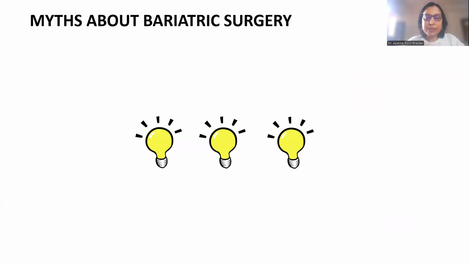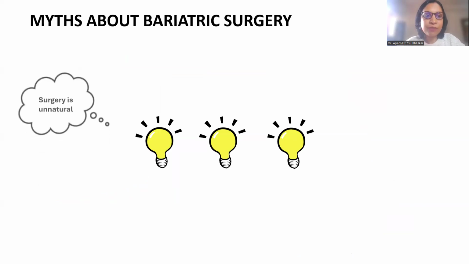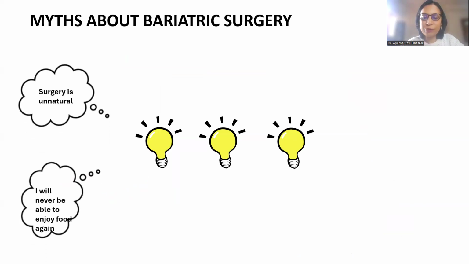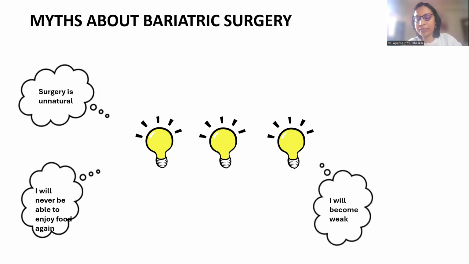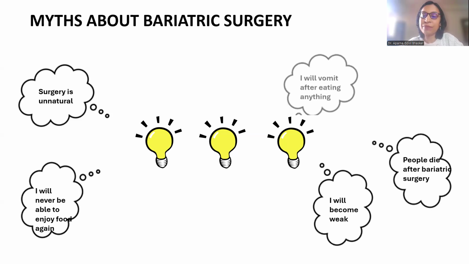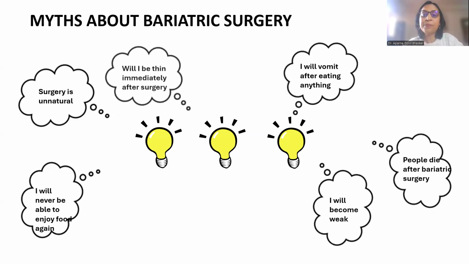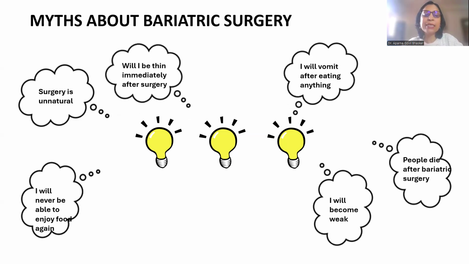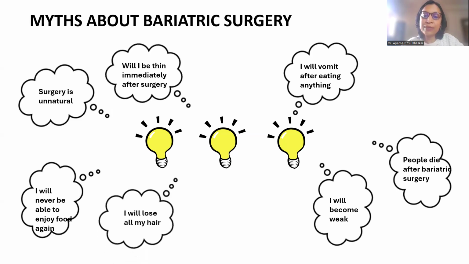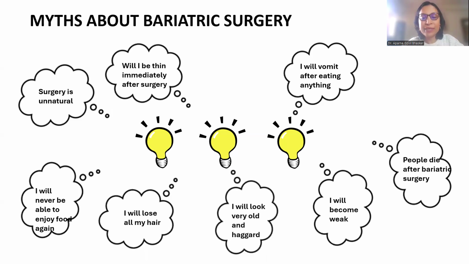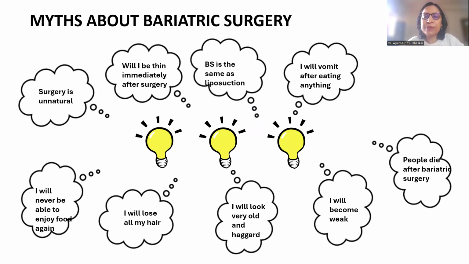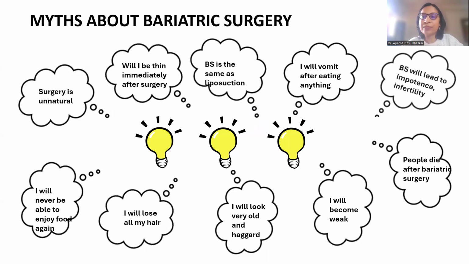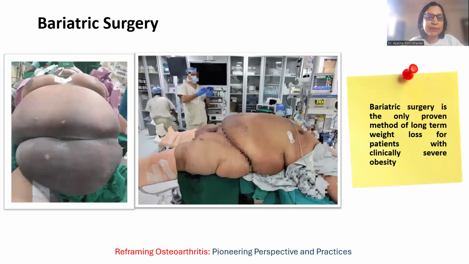Coming to bariatric surgery, there are, of course, a lot of myths about bariatric surgery. We all know people think that surgery is unnatural. People feel that they can't enjoy their food again. They feel that they will become weak. They will die after bariatric surgery, or they will have continuous vomiting. Some people actually feel that they will lose weight immediately after surgery. People feel that they will have complications like hair fall, they will look very old and haggard. There is a lot of confusion between bariatric surgery and liposuction as well, and many other things.